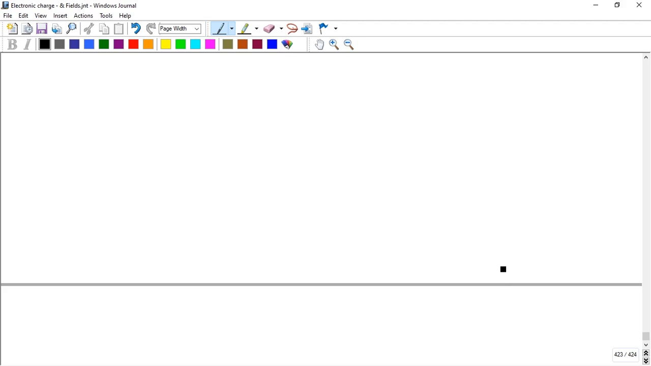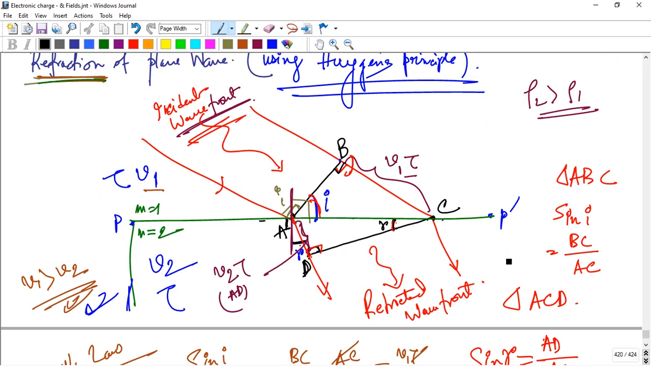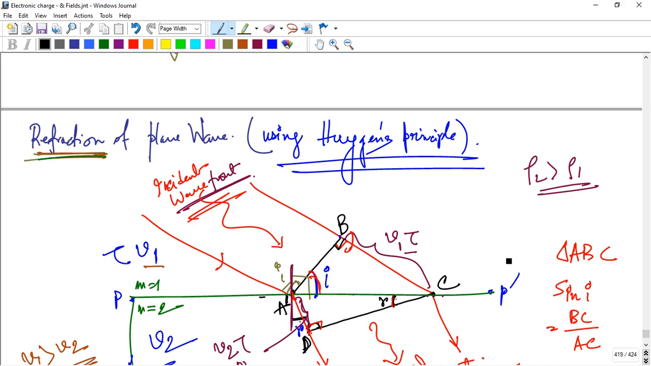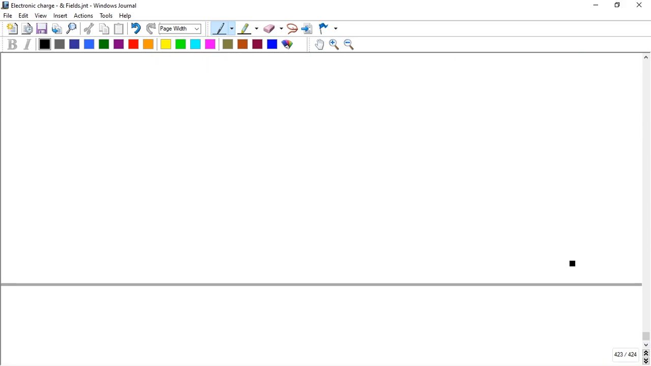So today we discuss refraction and reflection of a plane wave using Huygens principle. In the previous class we discussed refraction of a plane wave using Huygens principle, where light travels from a rarer medium to a denser medium. Today we discuss light travel from denser medium to rarer medium. So let's jump to the whiteboard.